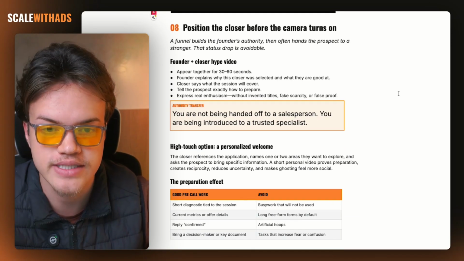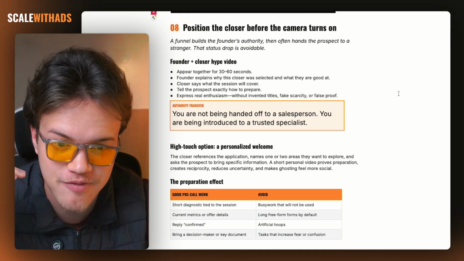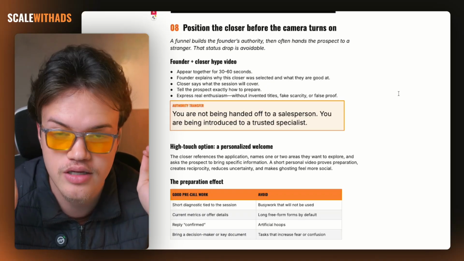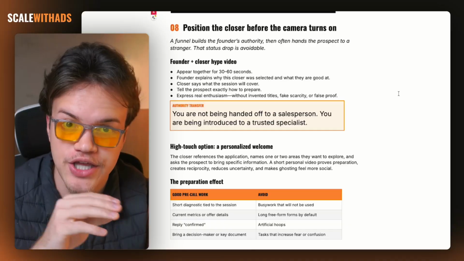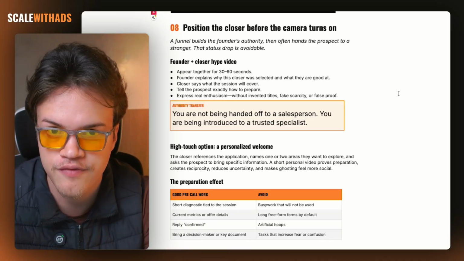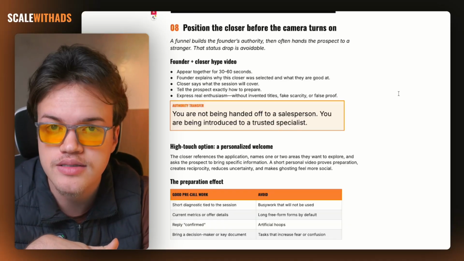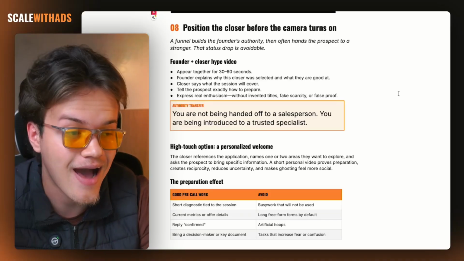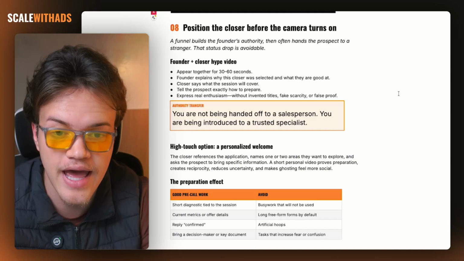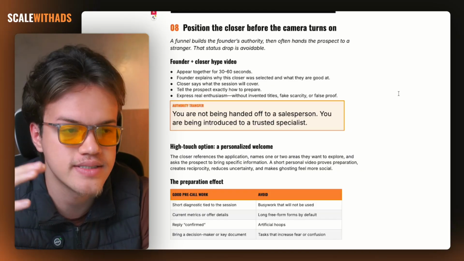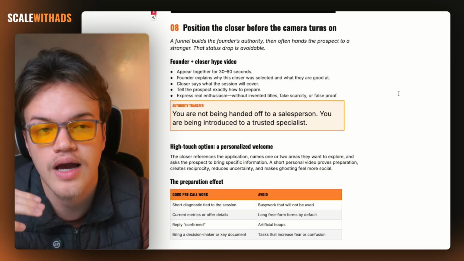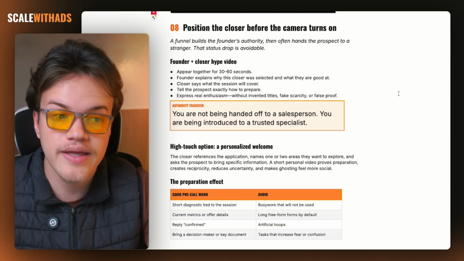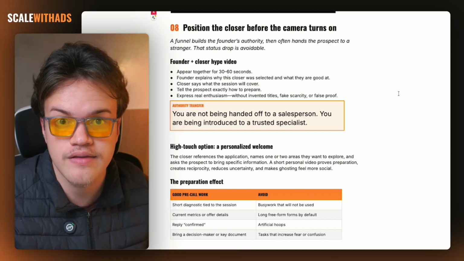And how do you do this? You are going to do a closer hype video, okay? Basically, you can just get on a Zoom call with your closer, each one of them separately, one video for each. And it's going to be like 30 to 60 seconds. You just say their name, introduce them, tell the lead how great they are and any accomplishments they have, okay? And have the closer say something along the lines of, I'm expecting you there, happy to provide value, yada, yada, okay?